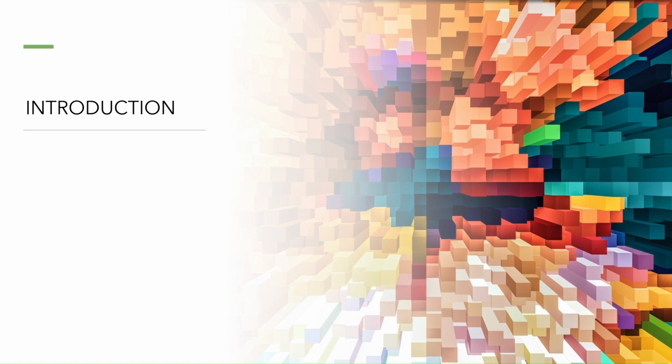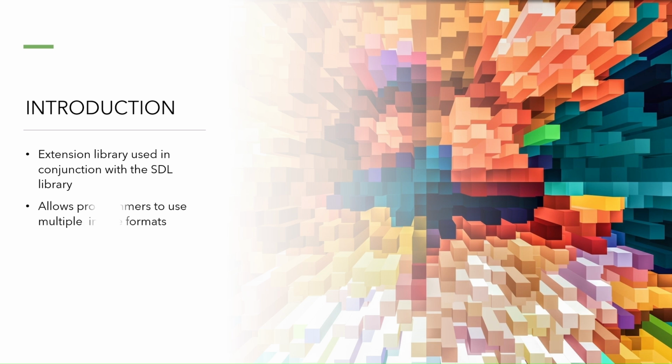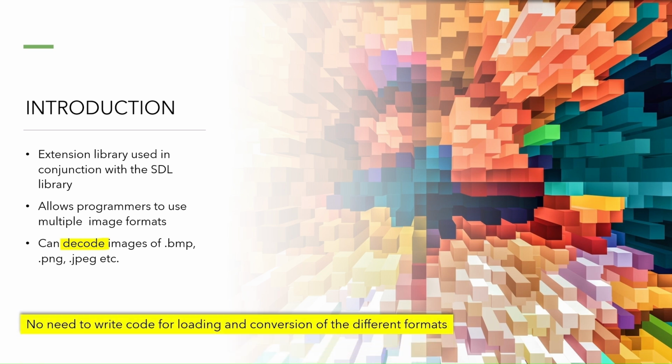So far, we've been working with the SDL Development library. The SDL Image library is also an extension library, but it works in conjunction with the Development library. The purpose of this library is to allow us as programmers to use different image formats in our code. The image formats that we could use, among others, include the .bmp format, PNG format, JPEG as well. Now, the beauty about this library is that it decodes the images of different types, thus freeing programmers from writing algorithms for loading and conversion of the different formats.